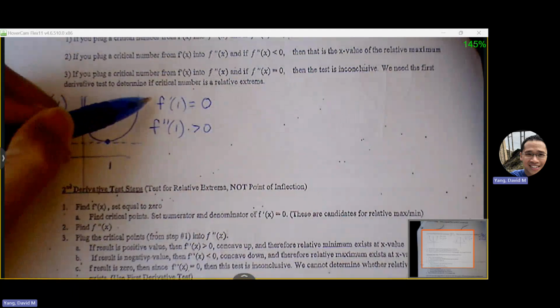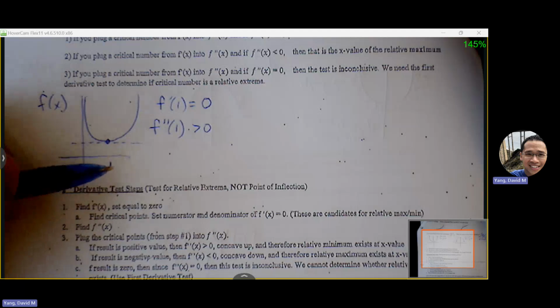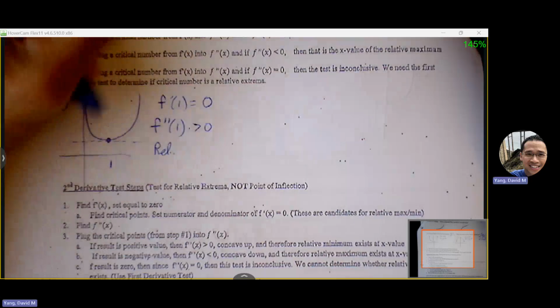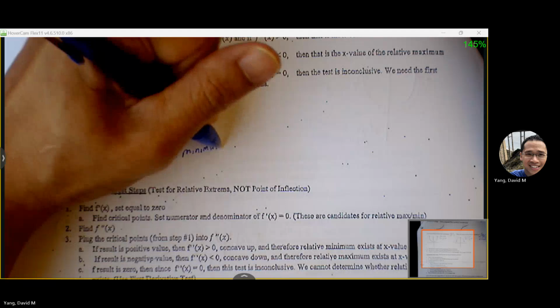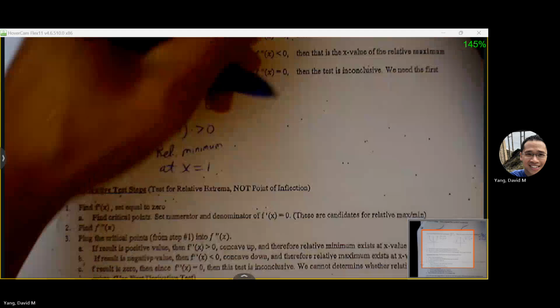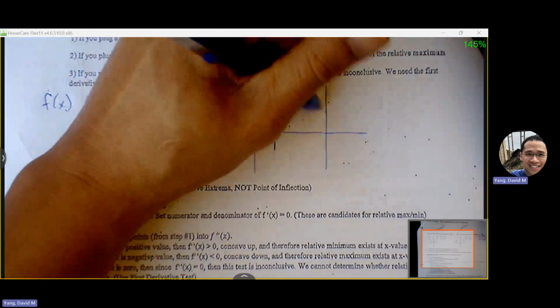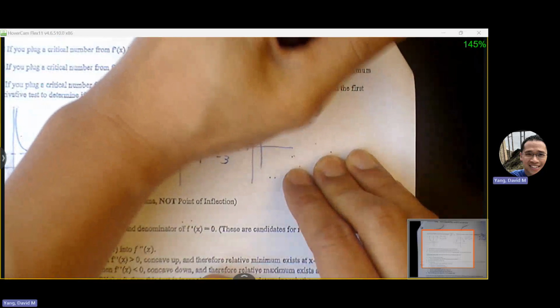So the idea is that if I can pair up this information, if I know a point is slope 0 and concave up, then without even looking at a sign line or a graph, I can conclude that there must be a what? Relative minimum at x equals 1, right? Meanwhile, let's say I had a graph that looked like this. What would f prime of -3 be?